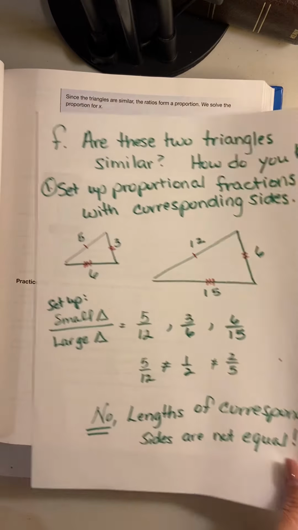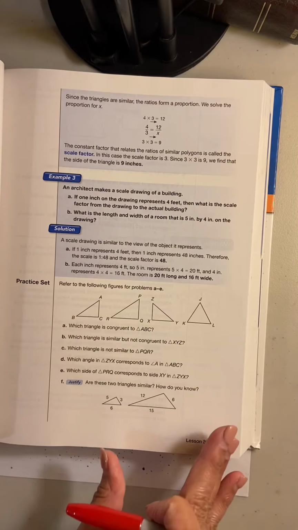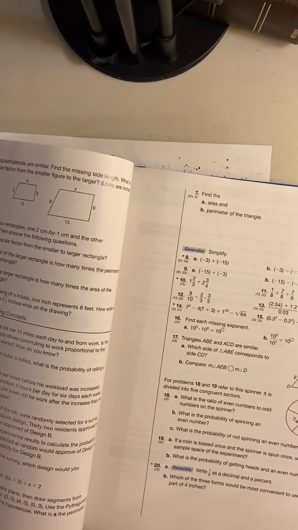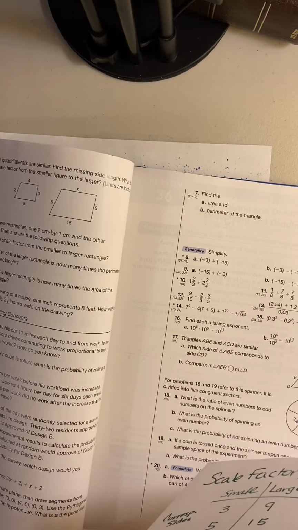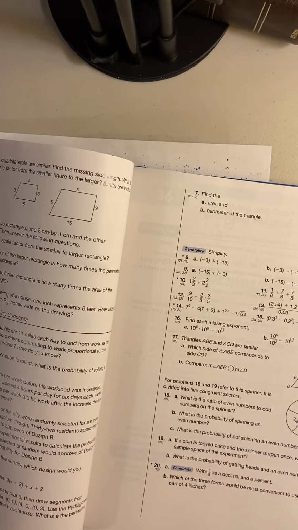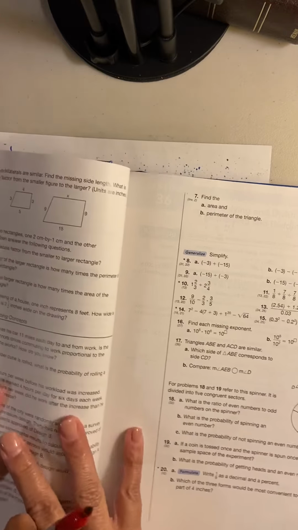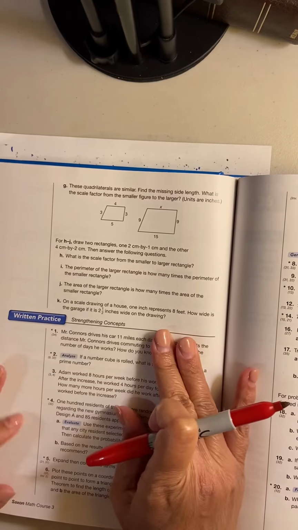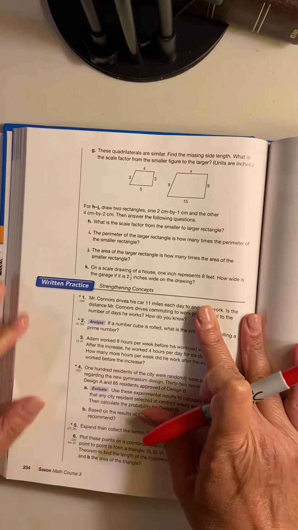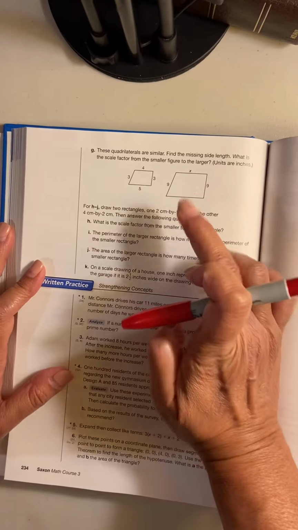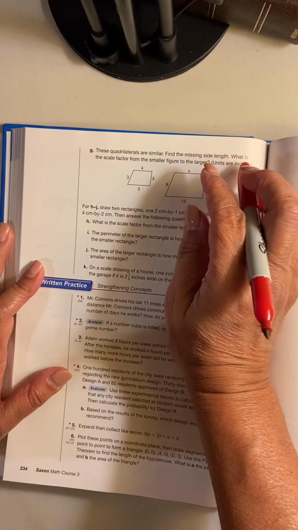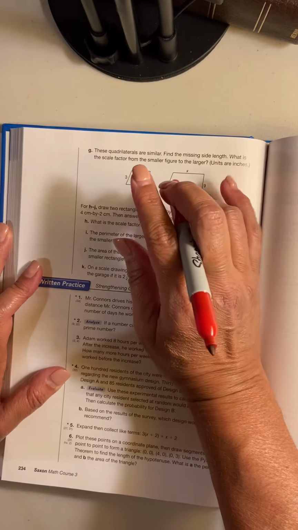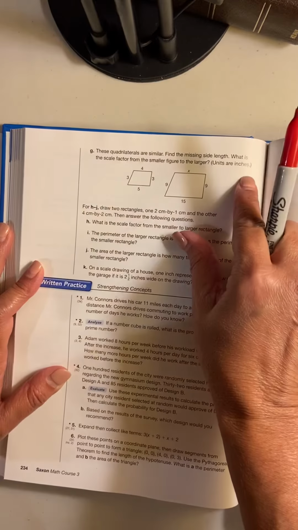All right, let me move on and go on to G, because G is very intricate. It says these quadrilaterals are similar. Find the missing side length. What is this? And then what is the scale factor from the smaller figure to the larger figure? And they're telling me that the units are in inches.